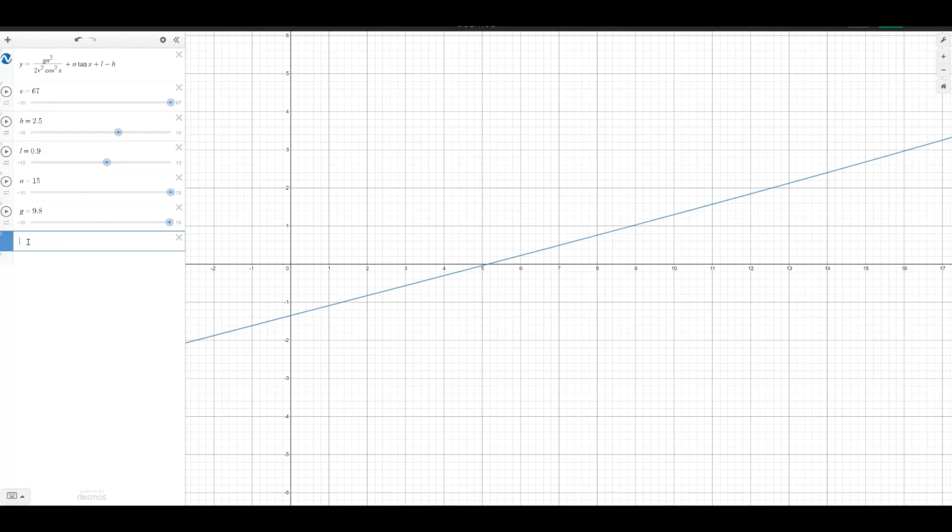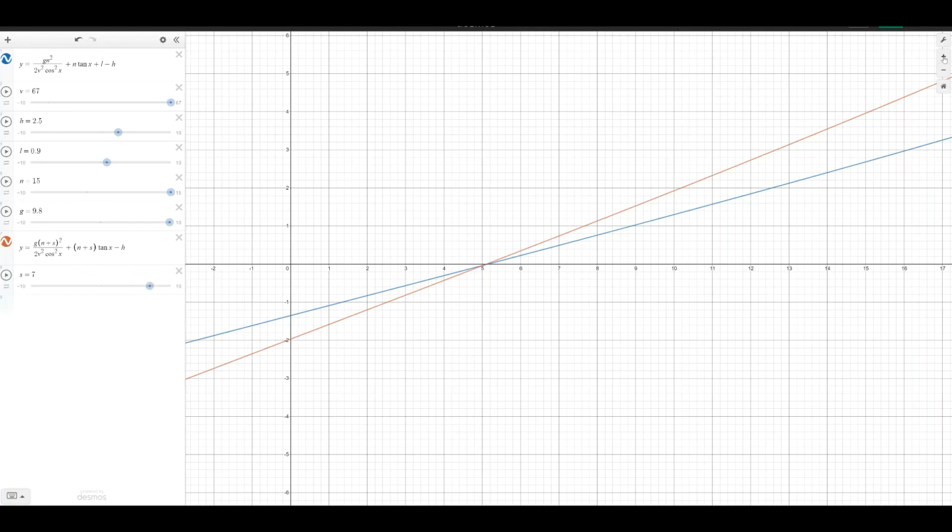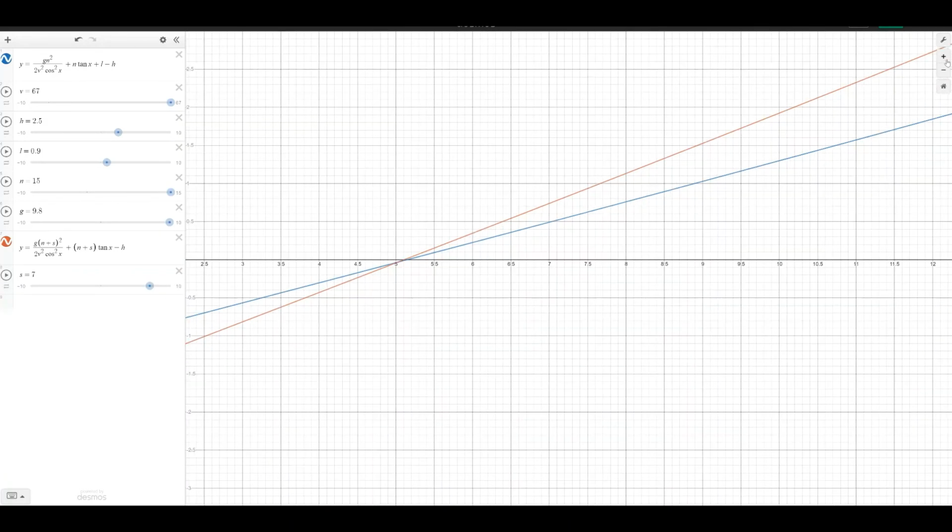So first we plug in our equation. Y is equal to g times n plus s squared divided by 2v squared cosine squared x, plus n plus s times tangent of x, and then minus h. We did introduce a new quantity called s, so let's go ahead and define that here. That was the distance between the net and the service line on the other side. That was 7. And sure enough, when we put that in here, we get a new graph that popped up. Let's go ahead and zoom in and see what this tells us.